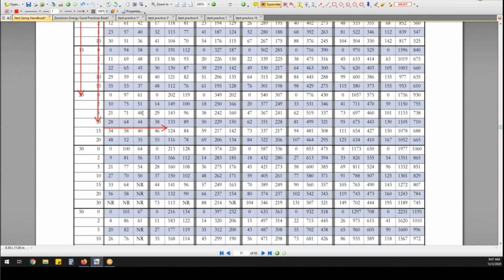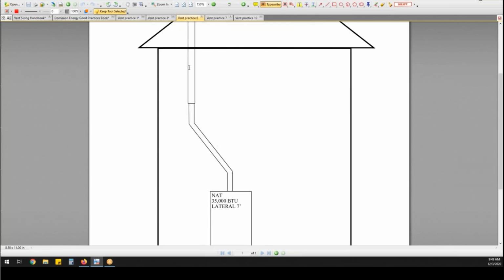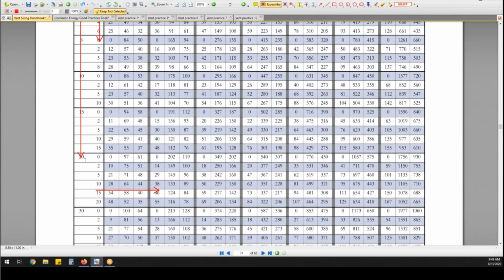A 5-foot lateral will do 48,000 BTUs. A 10-foot lateral will do 44,000 BTUs. So if I'm in between them, if I go 10 foot, it'll do 44,000. I know if I'm lower than that, I can get more. So a 5-foot lateral is capable of more BTUs than a 10-foot lateral. We're dealing with a natural draft appliance. So in this instance, 20 foot with a 5-foot lateral will do 48. 30 foot with a 5-foot lateral will do 54.